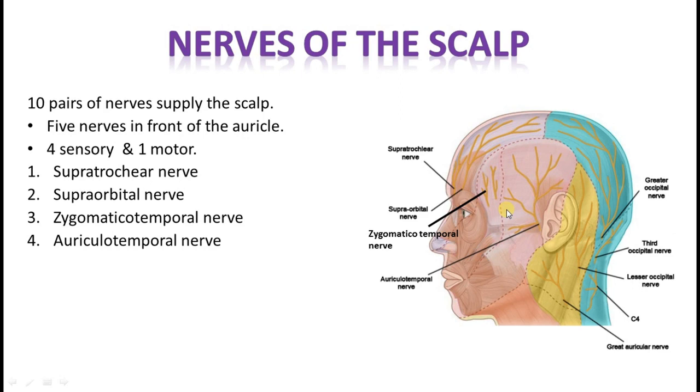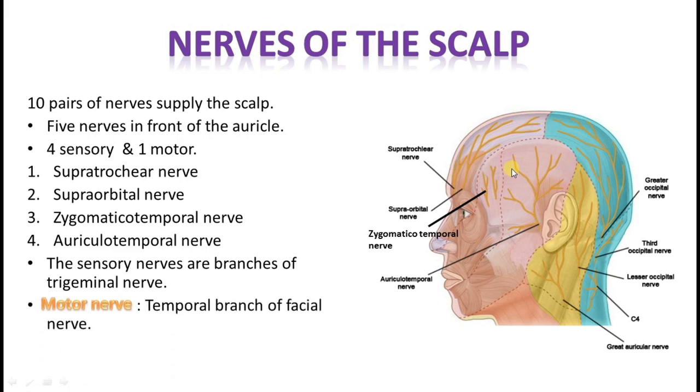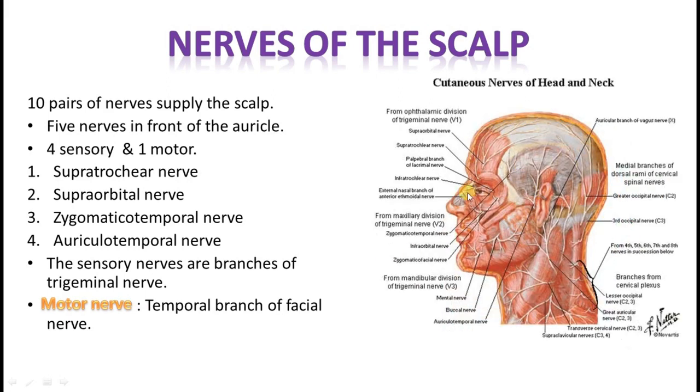The one motor nerve is the temporal branch of the facial nerve. Okay, which supplies your frontal belly of occipitofrontalis. Temporal branch of facial nerve supplies the frontal belly of occipitofrontalis muscle, which is the motor nerve. Now, coming to the nerves, here you are able to see supratrochlear, supraorbital, zygomatico-temporal, auriculotemporal nerve.